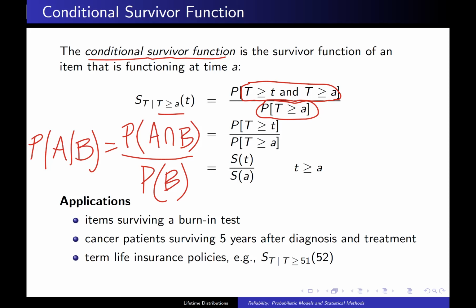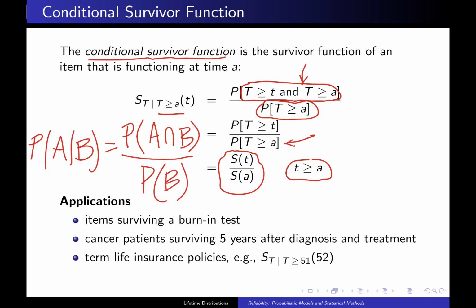Well, since we're only looking at t-values greater than or equal to a, this event in the numerator becomes the probability t is greater than or equal to t. And you'll notice that that is nothing more than the definition of S of t. So we wind up with S of t in the numerator, and then this denominator here turns out to be S of a. So all you're doing in a sense is you're rescaling the survivor function by dividing the original survivor function by S of a, the probability of surviving to time a.